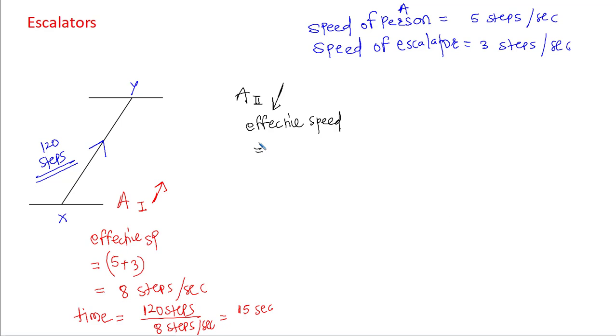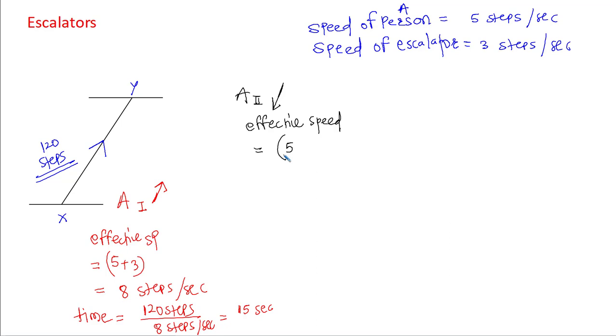In 1 second, A will take 5 steps with his own efforts, which means A will come down 5 steps. And in the same second, the escalator will take A 3 steps above. What happened in that second? A came down 5 steps by using his own efforts, and in the same second, the escalator took A 3 steps above.